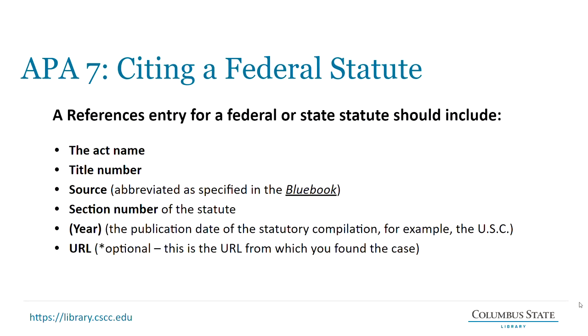A reference list entry for a federal or state statute includes the name of the act, the title or title number, source, abbreviated as specified in the Blue Book, section number of the statute, and, in parentheses, the publication date of the statutory compilation you used, for example, the USC. Optionally, you may also include the URL after the year.